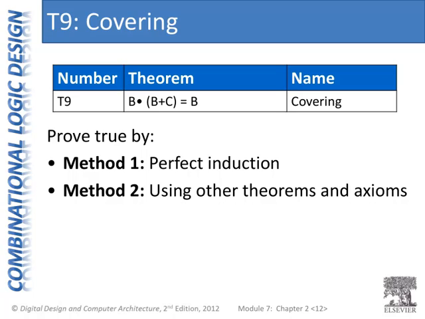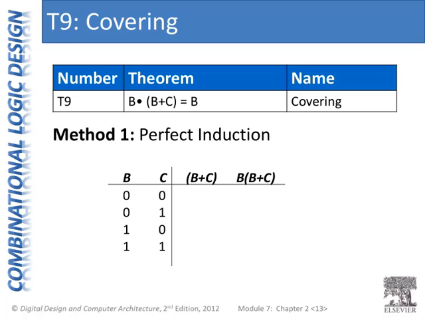So again, we can prove that the covering theorem is true by either of two methods: perfect induction, proof by exhaustion, or the second method, using other theorems and axioms. So let's show both ways. Here's the first method, proof by perfect induction. Again, we also call this proof by exhaustion, to show all the possible cases and show that it's true for each possible case.